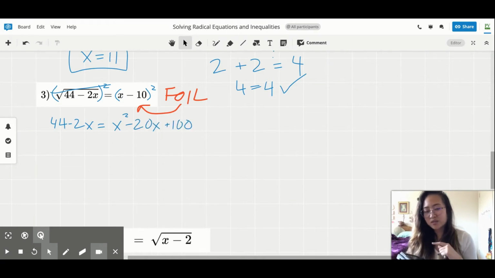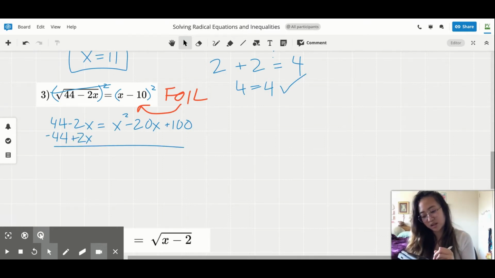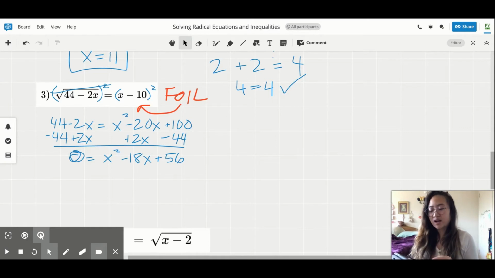Now let's move everything to one side so that we get a trinomial in standard form. I'm going to subtract the 44 and add the 2x in one step just to make things cleaner. Plus 2x, so we end up getting 0 equals x squared minus 18x plus 56. Now we can't leave our answer like that because we have to solve for x.